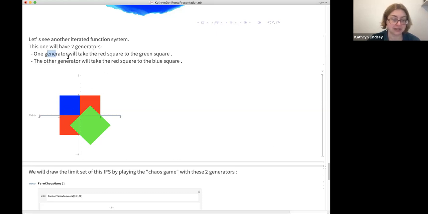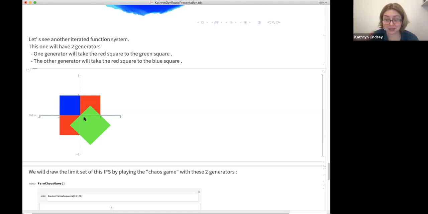So one generator will be the map that takes the red square. The red square is kind of hidden behind the blue and the green square, but you can imagine where the red square is. It'll take the red square to the green square. So it'll rotate it 45 degrees counterclockwise and then move it a little bit. And then the other generator doesn't involve any rotation. It just takes the red square, shrinks it, and then moves it a little bit.